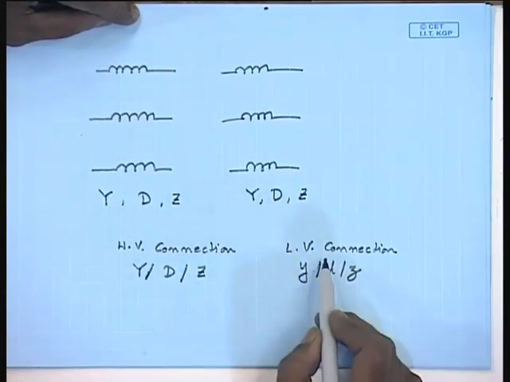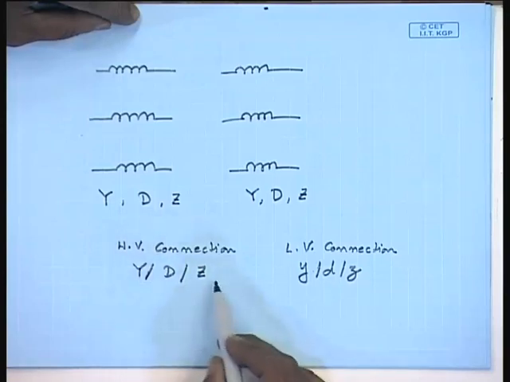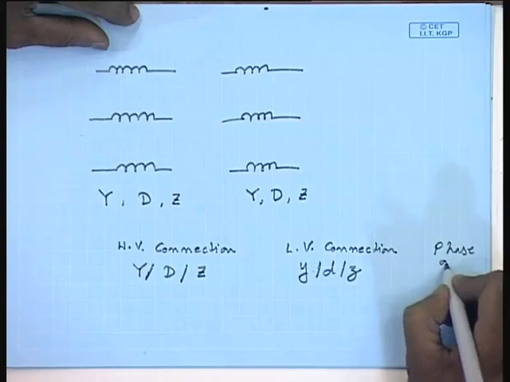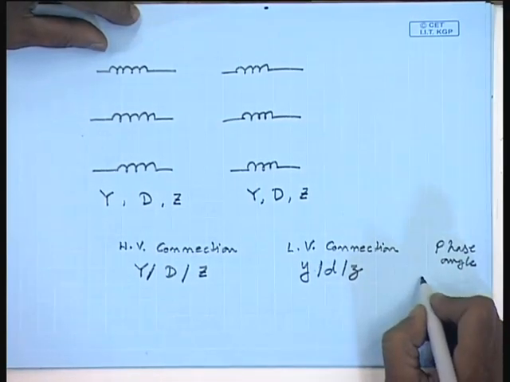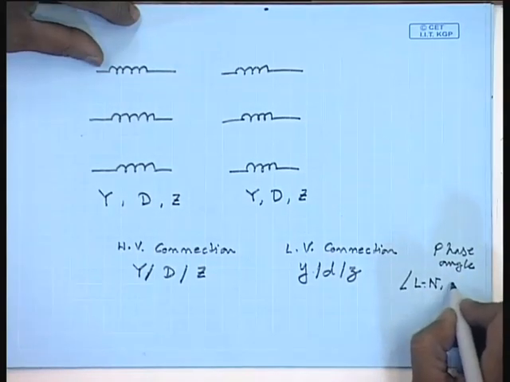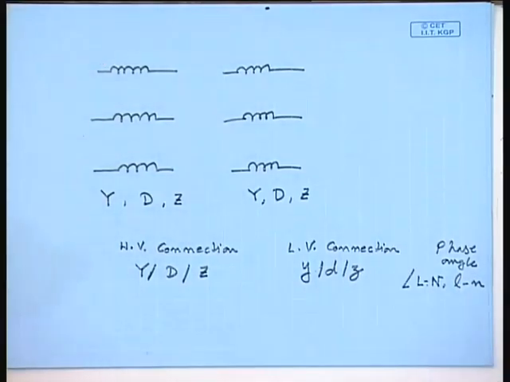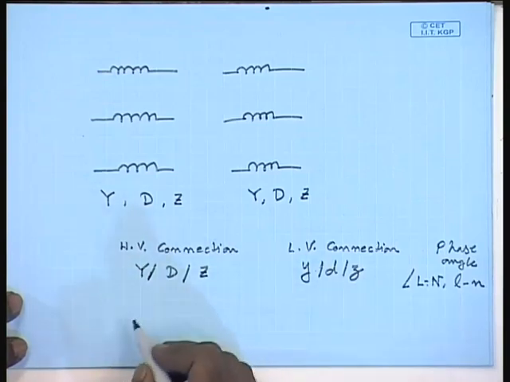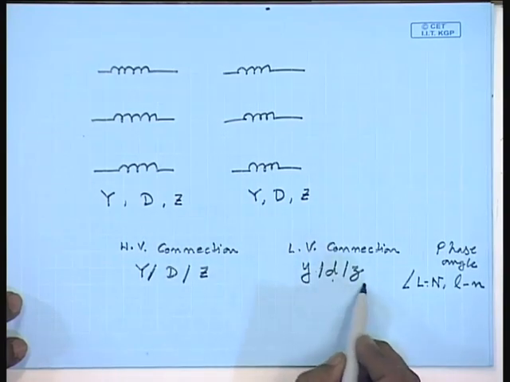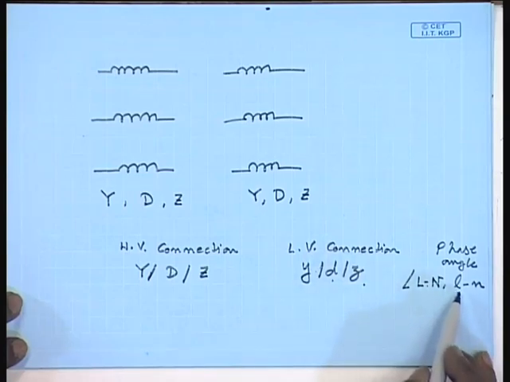So, when we specify the winding connection on the high voltage and low voltage sides, in addition to specifying whether they are star, delta or zigzag connected, we will have to also specify what is the phase angle between the high voltage line to neutral phasor and the low voltage winding line to neutral phasor. So, a complete specification of 3-phase transformer winding connection will involve specifying the high voltage side connection, star, delta or zigzag, low voltage side connection again star, delta or zigzag, and the phase angle of the low voltage line to neutral voltage phasor with respect to the high voltage line to neutral voltage phasor.